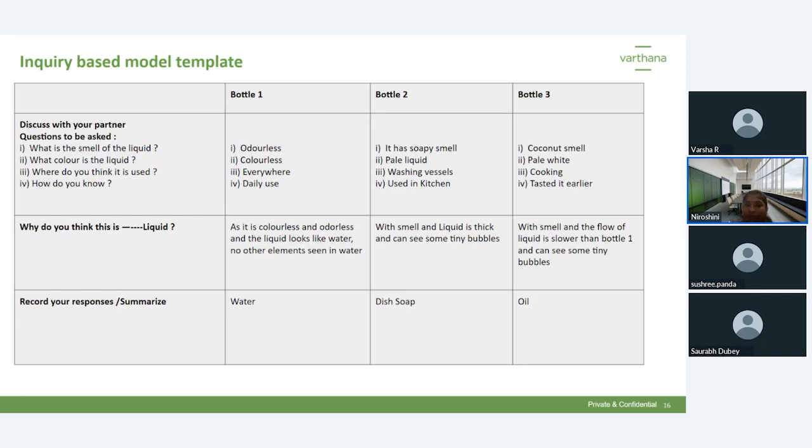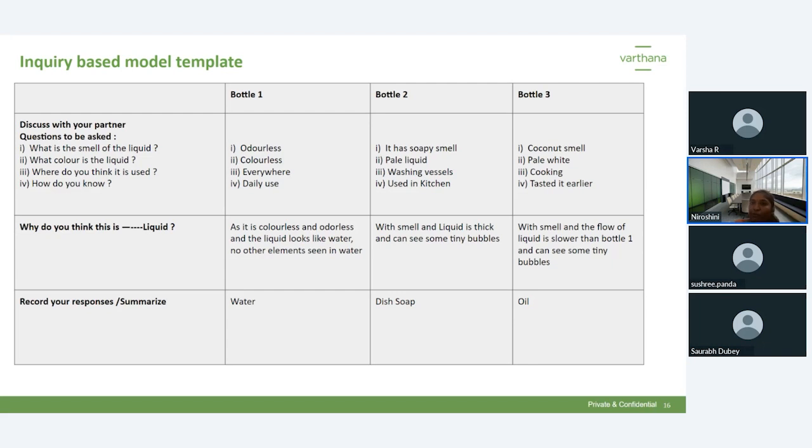If you go to the second column, why do you think this liquid is this particular liquid? We need to reason out why they think that this is this particular liquid. And then we need to record the responses to summarize and arrive at an answer, like which bottle has which liquid. These are the recorded responses that students have put, where in bottle 1 they have felt the smell is odorless. I'm just going to stick to one example and then proceed. Odorless, and then the liquid is colorless. We can see this everywhere and it is in daily use.